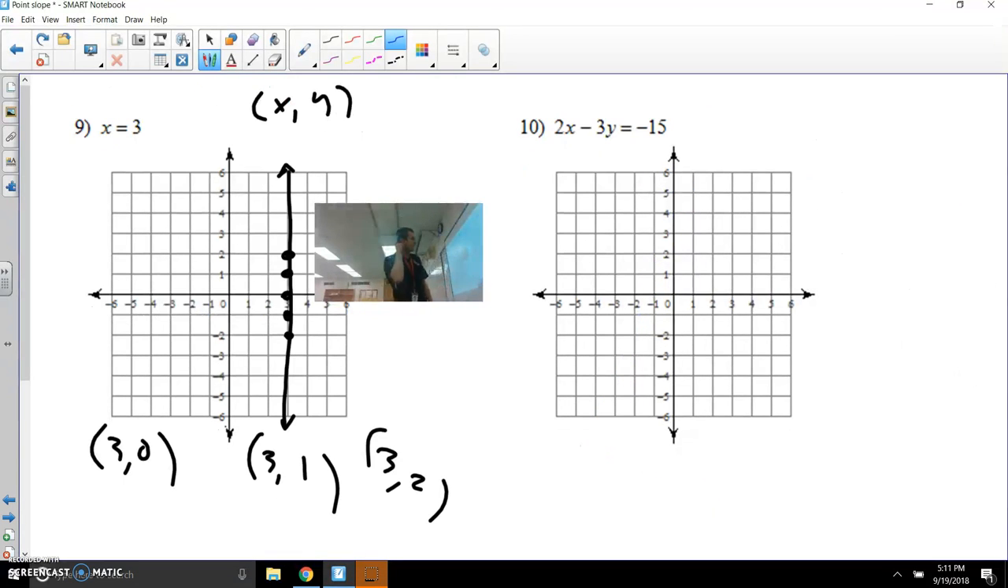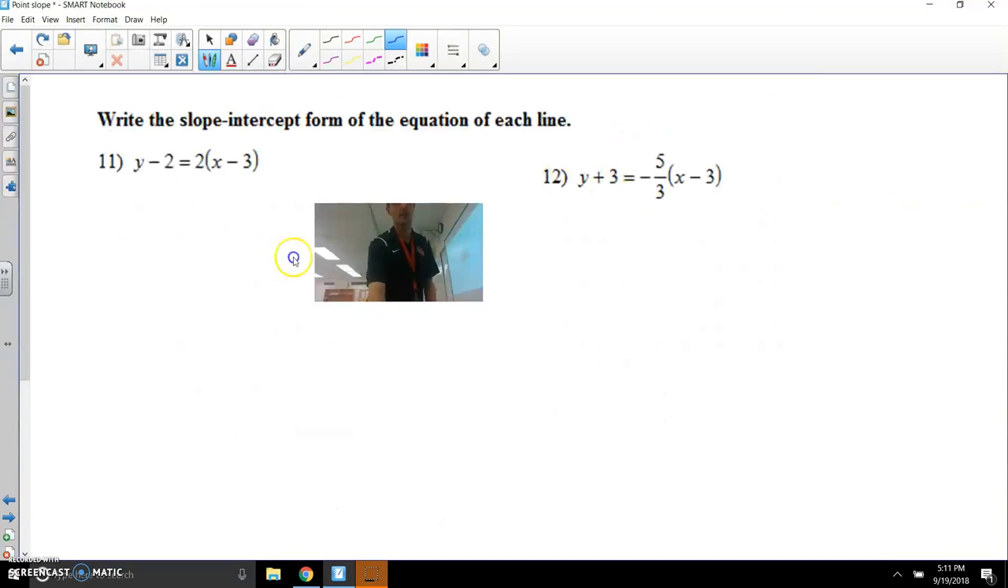I want you to try number 10. Same idea. Do it on your own. Take 2x minus 3y off to the side and then solve for y to see if you can get the correct equation. Test input-output with some of the points that you're getting. You should be good to go.